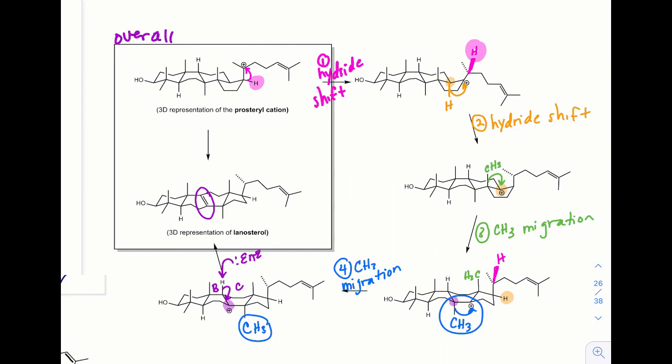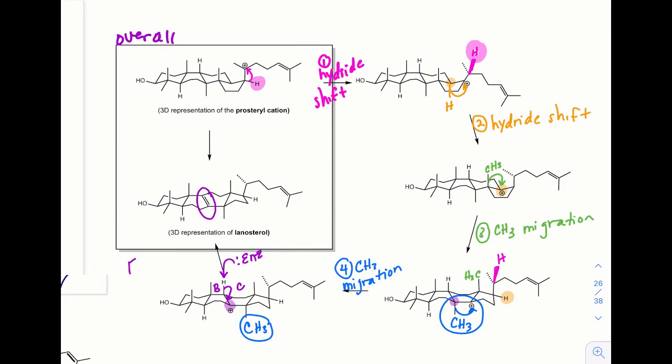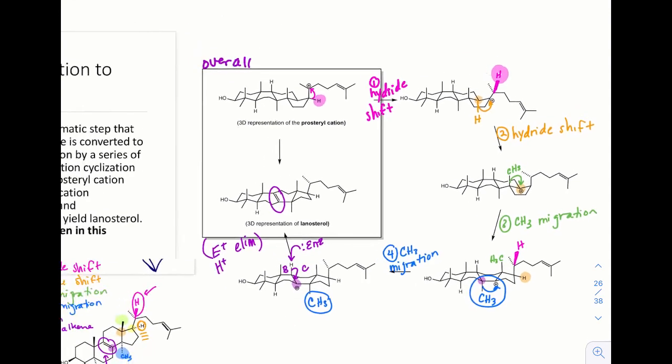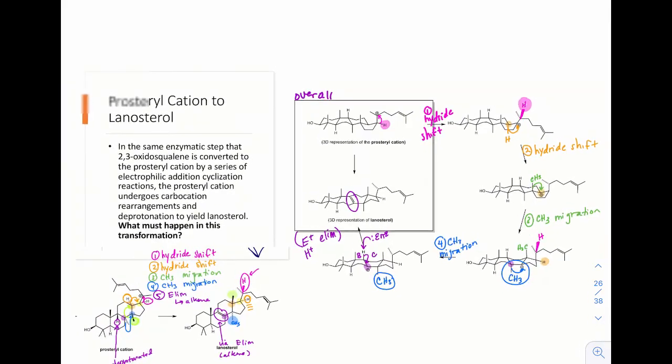2 hydride shifts, 2 methyl migrations, and then an electrophile elimination, so deprotonation, right, where the electrophile here is a proton, to form an alkene. And that is how the protosteryl cation is transformed to lanosterol. We did it.